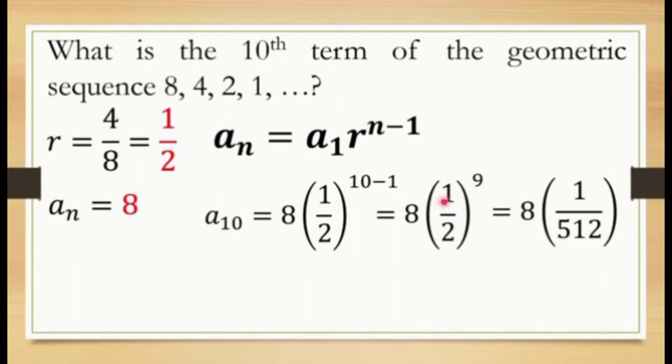So, that is 1/2 raised to 9. 1 raised to 9 is 1. 2 raised to 9 is 512. And then, multiply. That is 8 over 512. And then, 8 over 512 is not yet in lowest terms because they are divisible by 8. So, the final answer is 1 over 64. Okay. So, it's easy using the formula.